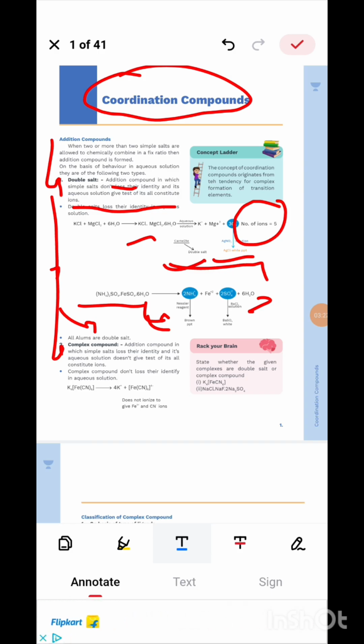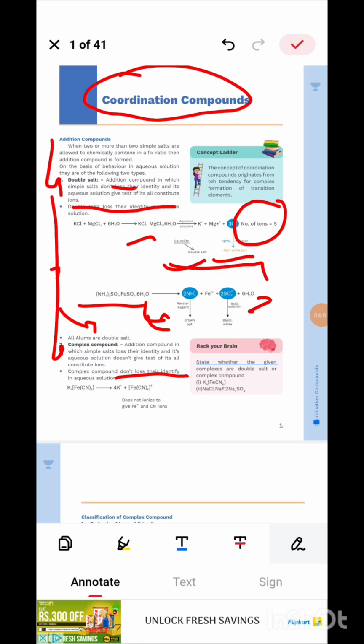Okay, so the second one is the complex compound. Complex compounds do not give the test of all the constituent ions. In an addition compound, simple salts lose their identity, and the aqueous solution doesn't give the test of its ions. मतलब क्या है, their identity remains constant. So next line it is mentioned that complex compounds don't lose their identity in aqueous solution, while double salts lose their identity.